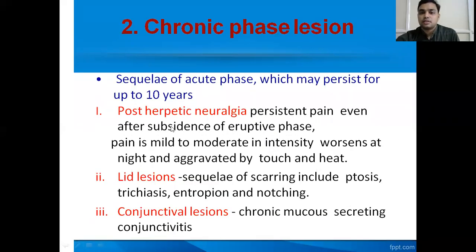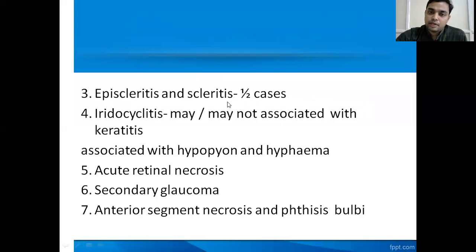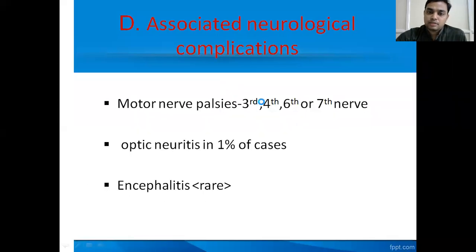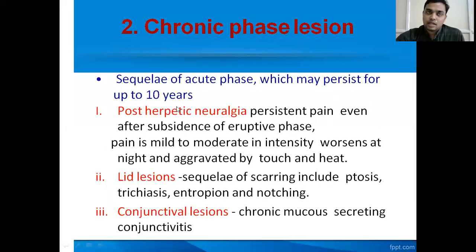This acute phase lasts for 2 to 3 weeks. In the chronic phase, it may persist for up to 10 years. What are the different characteristics, signs we see in this chronic phase? We see post-herpetic neuralgia, that is, persistent pain is present, and the pain is mild to moderate in intensity, and it is worsened at night time, and is aggravated by touch and heat.